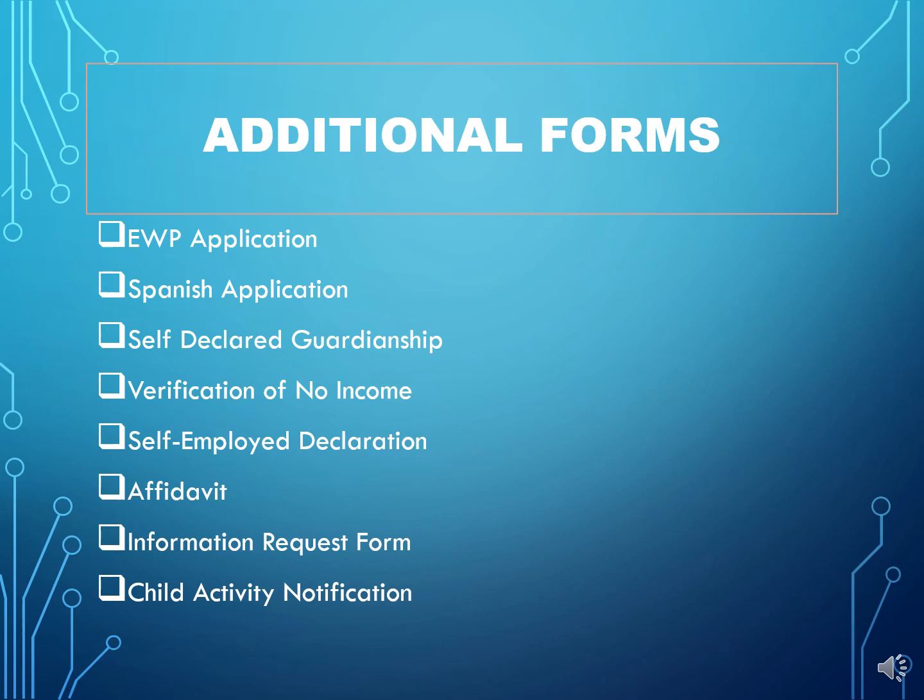Remember, the information request form and the child activity notification form will never be filed in the child's record. This is just information. The information request form is given to the parent to inform them of what they still need before the child starts care. And the child activity notification is the form that is filled out on the first day that the child attends and is emailed according to the instructions.